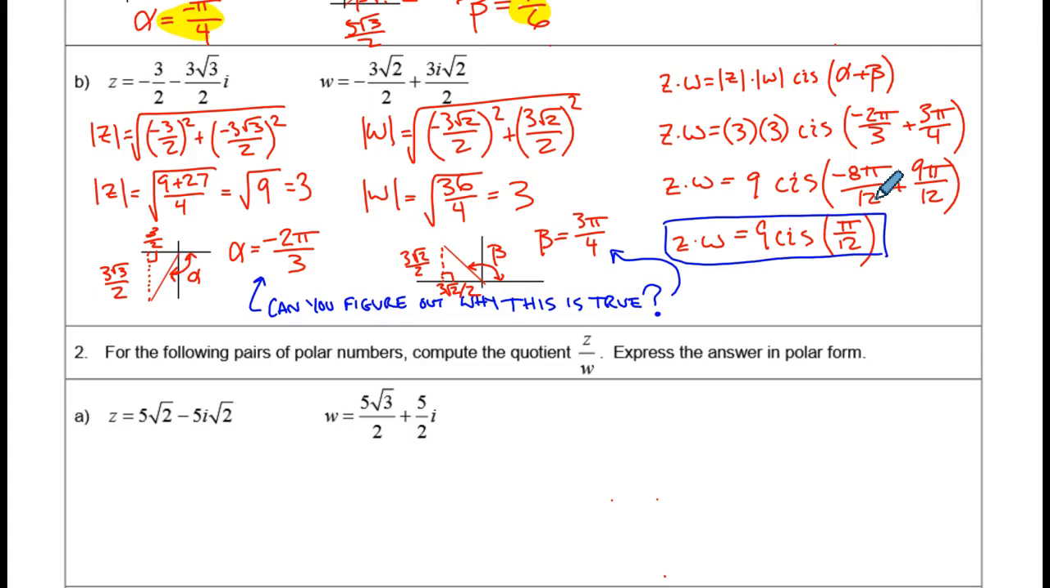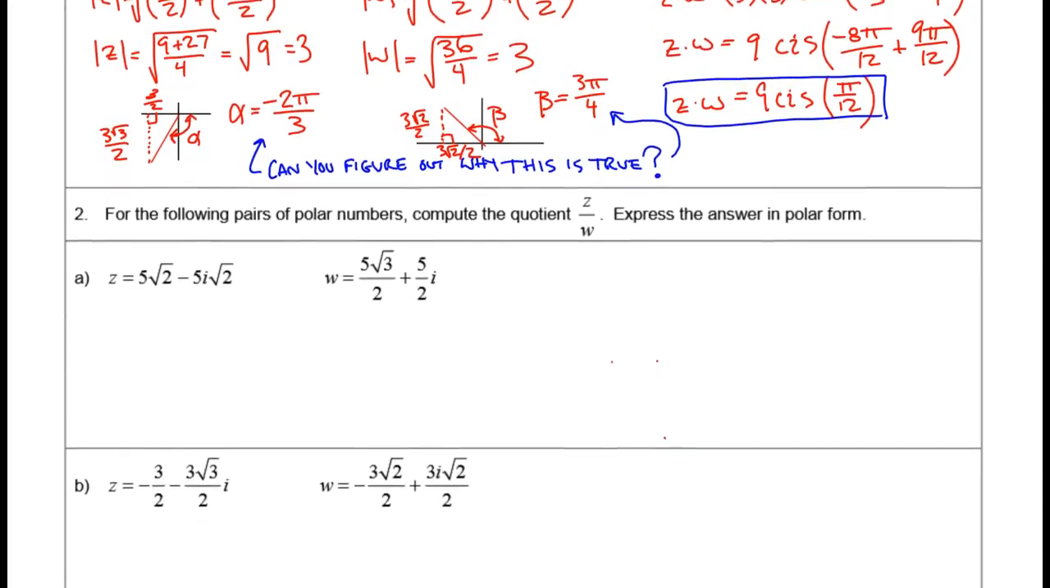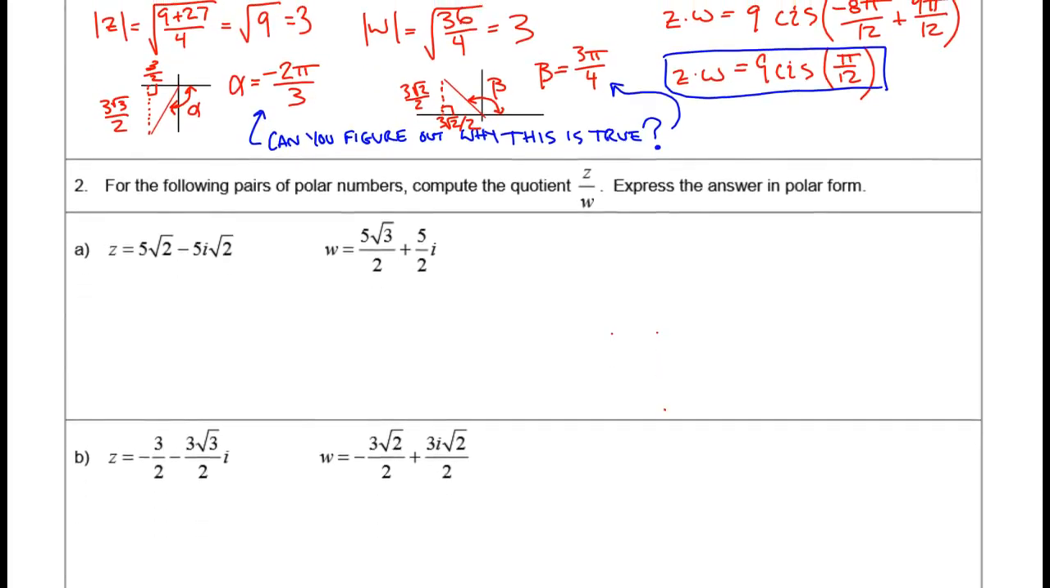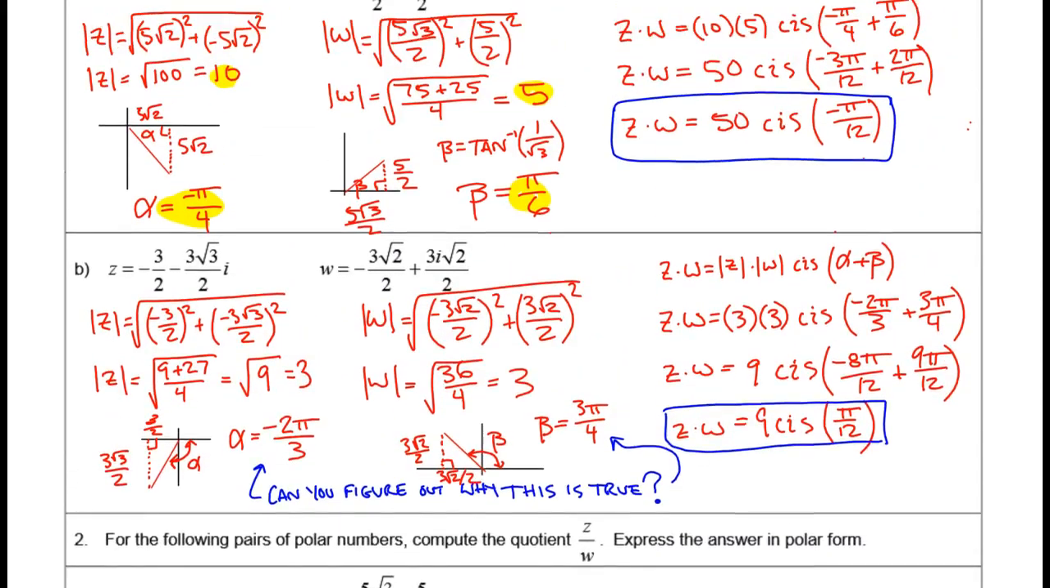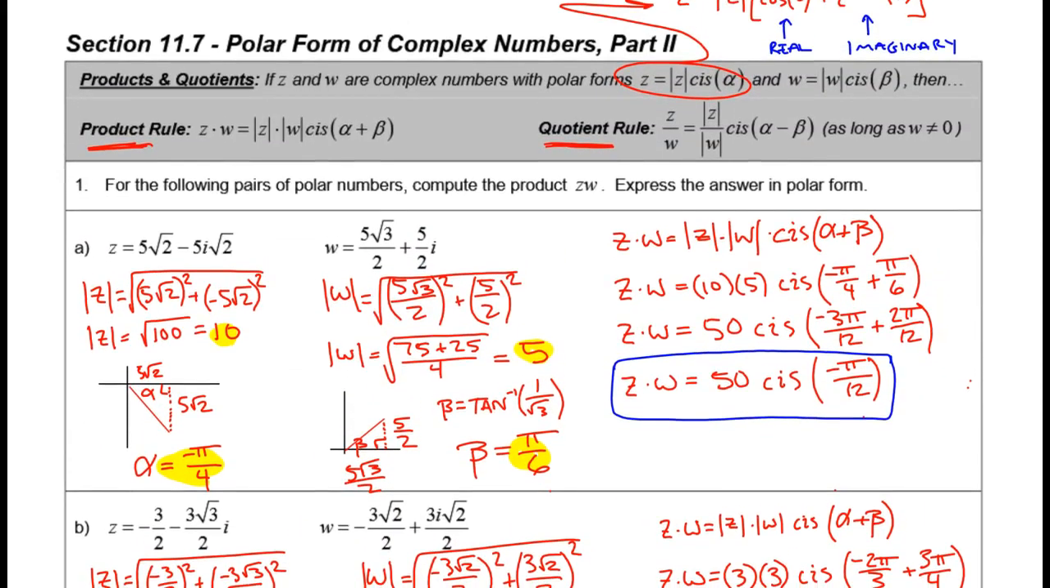Okay, so let's move on to example 2 here. Example 2 says, for the following pairs of polar numbers, compute the quotient z divided by w, and express the answer in polar form. Let's come up here and take a look at what the form is for the quotient. The quotient of z divided by w is just the modulus of z over the modulus of w times CIS. So far things seem pretty similar to what we've been doing, but this time it's going to be alpha minus beta inside the parentheses.